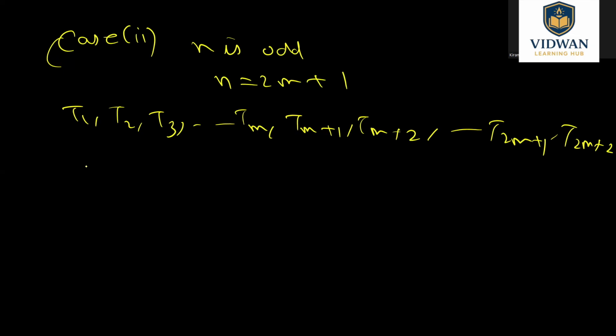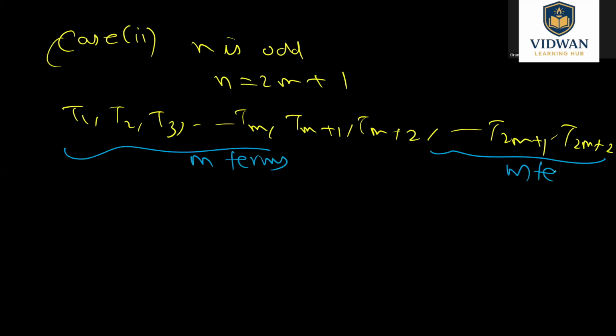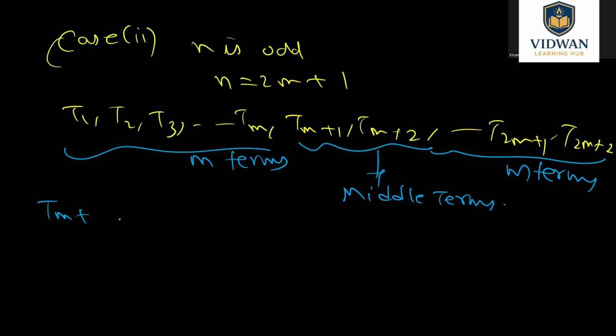That means if I leave m terms from the beginning and m terms from the ending, m here and m here, these are the middle terms. There will be two middle terms in this case. So t(m+1) is a middle term, and what is the value of m from here? m is (n - 1)/2. So it is t((n - 1)/2 + 1).